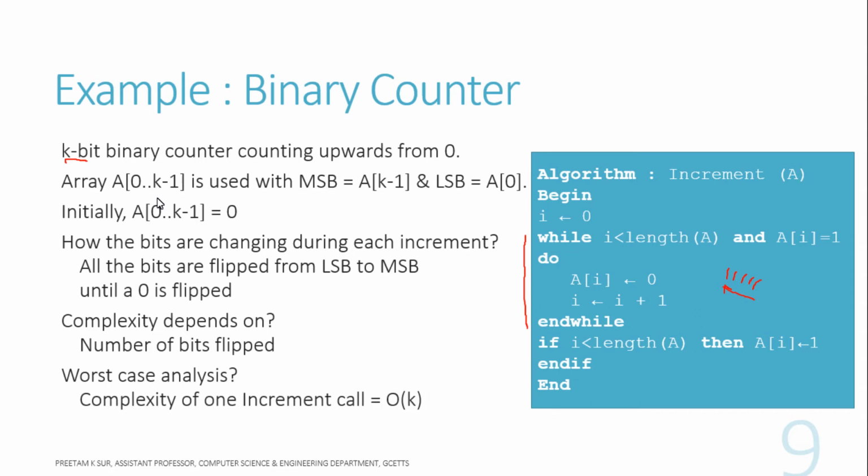Now what we are trying to find out, we are doing aggregate analysis where we are considering a sequence of n operations, right? So what will be the total complexity in the worst case if we consider a sequence of n increment operations? If you consider a sequence of n increment calls, the total complexity of those n calls is order of nk, right? So this is what our worst case analysis is telling us. In the worst case, the increment operation takes order of k. Now for n increment calls, it is going to take order of nk time, right?